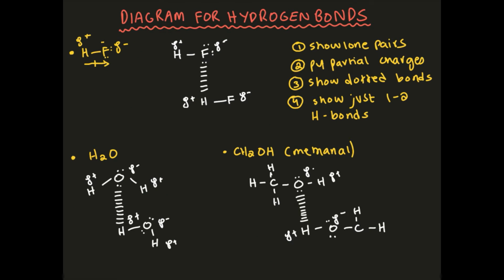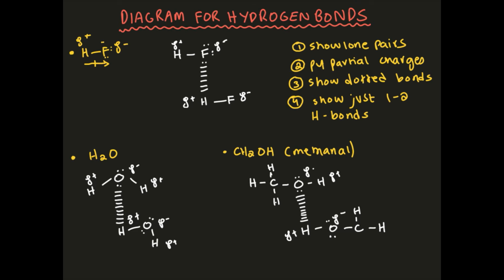After this, we're going to be taking a look at the diagrams for hydrogen bonds. So there's a series of steps that you need to follow. The first thing that you're going to do is draw out whatever molecule you have. So in this case, it's hydrogen fluoride, so you're going to draw it out. The next thing is to show the lone pairs. So in this case, there are going to be 3 lone pairs on fluorine, so you're going to make those. After that, you're going to put the partial charges. So in this case, fluorine is more electronegative than hydrogen, so it's going to have a partial negative charge, and hydrogen will have a partial positive charge.